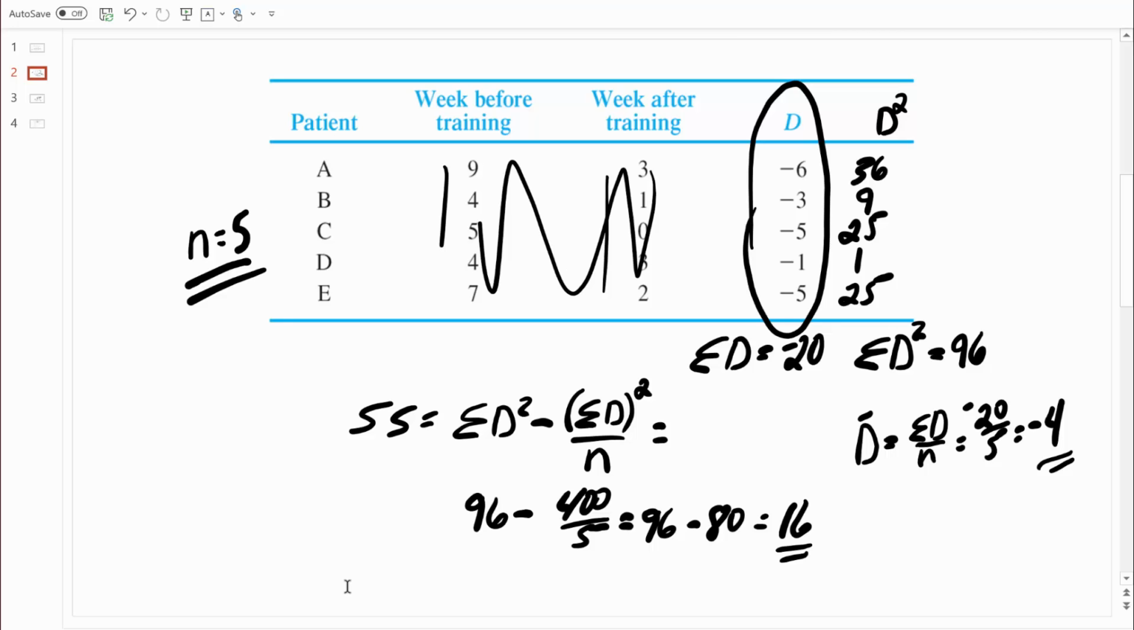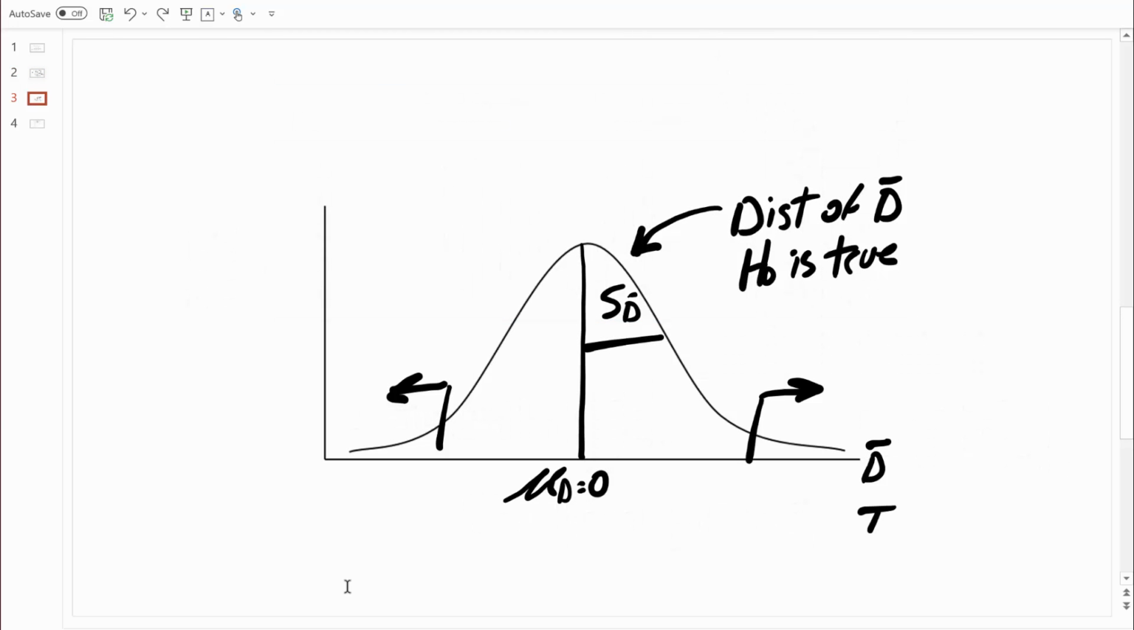We are no longer analyzing their actual scores. We are simply focusing on their difference scores. How many difference scores do we have? 5 of them. So, if n equals 5, degrees of freedom must equal 4. Let's go ahead and look that up.